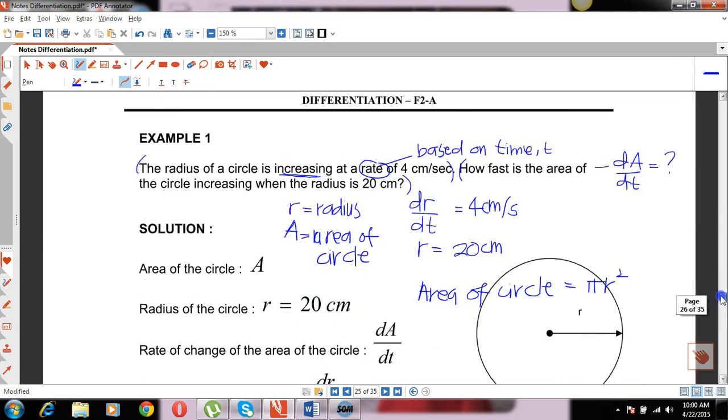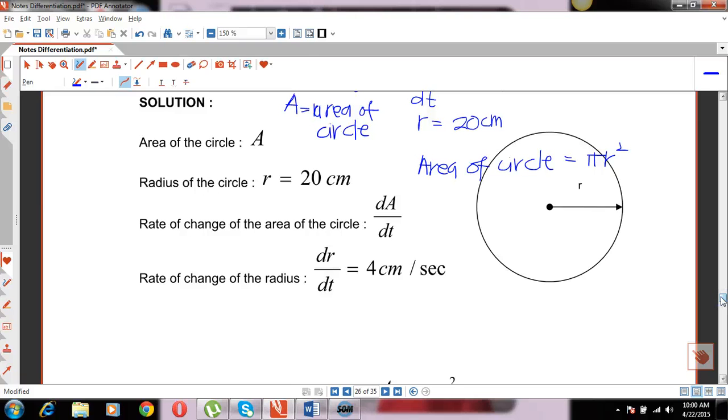So now we get to the example. We have to differentiate this equation or formula with respect to t. So we have A equal to pi r squared, and we differentiate with respect to t. So this is dA over dt equal to pi, which is a number or constant. r is the variable of the radius. We have to differentiate r with respect to t.